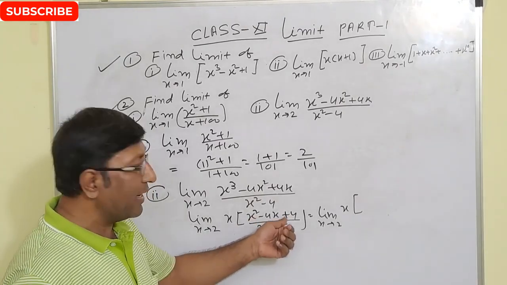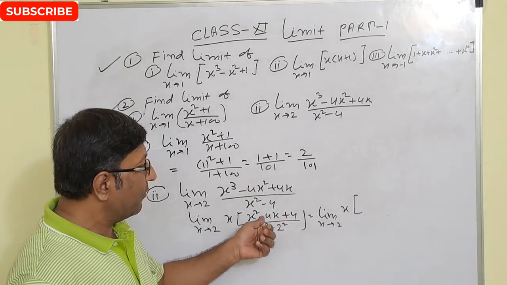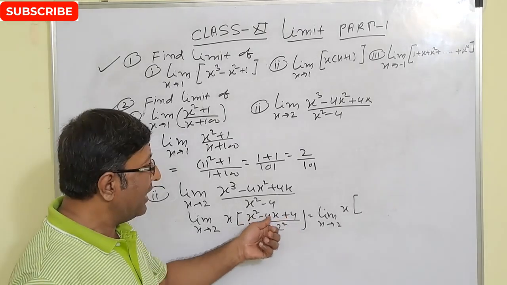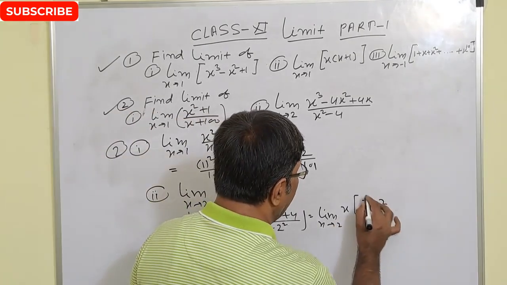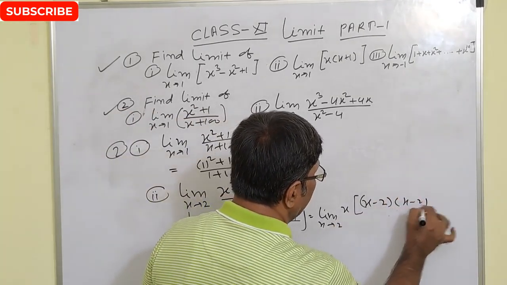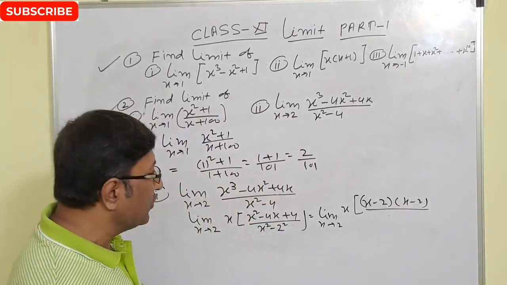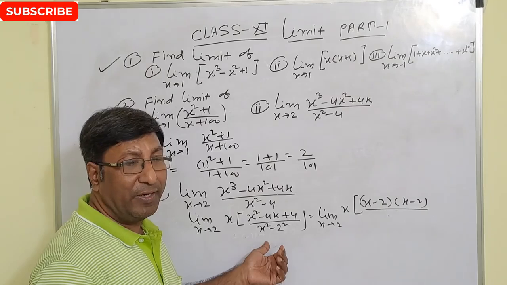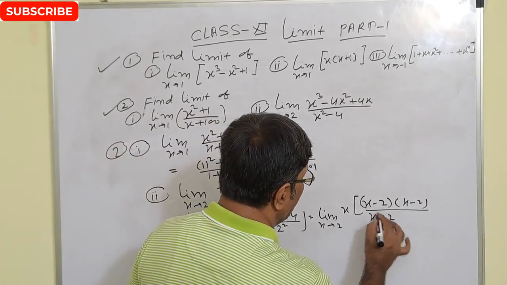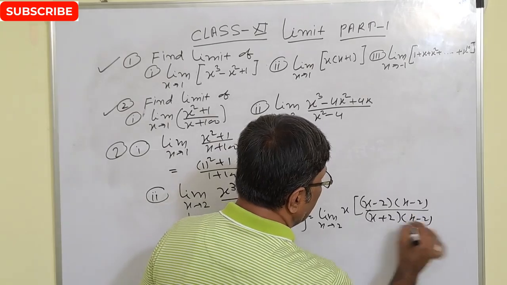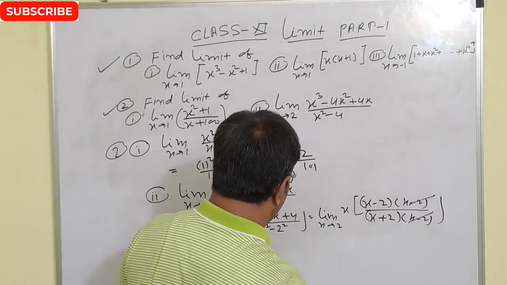Because you know (a minus b) whole square, so x minus 2 whole square is x square minus 4x plus 4. So we can write x minus 2 into x minus 2. And in the denominator, a square minus b square, you know, is a plus b into a minus b, so this is x plus 2 into x minus 2. So this x minus 2 and x minus 2 are cancelled out.